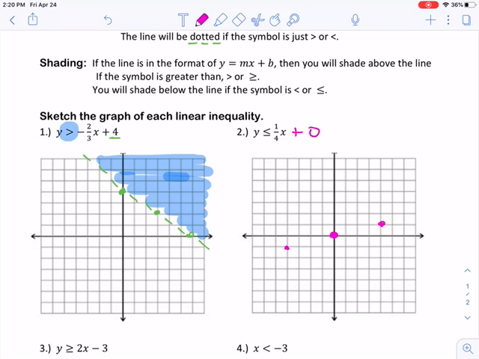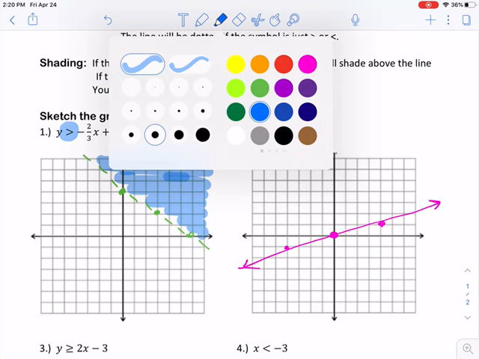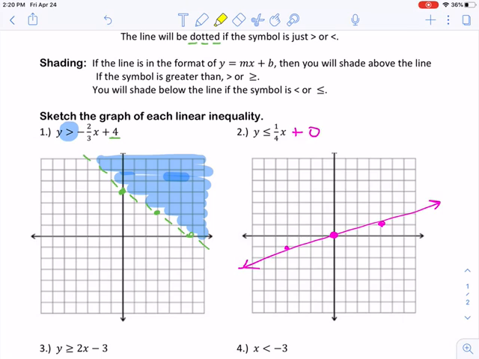Now I'm going to draw a solid line. Since it's a less than or equal to symbol, there's a little line underneath, which means it's a solid line. To figure out my shading for this one, notice it's a less than, so that means I'm going to shade all of the points underneath the line. So I'm going to shade all of the region below the line.